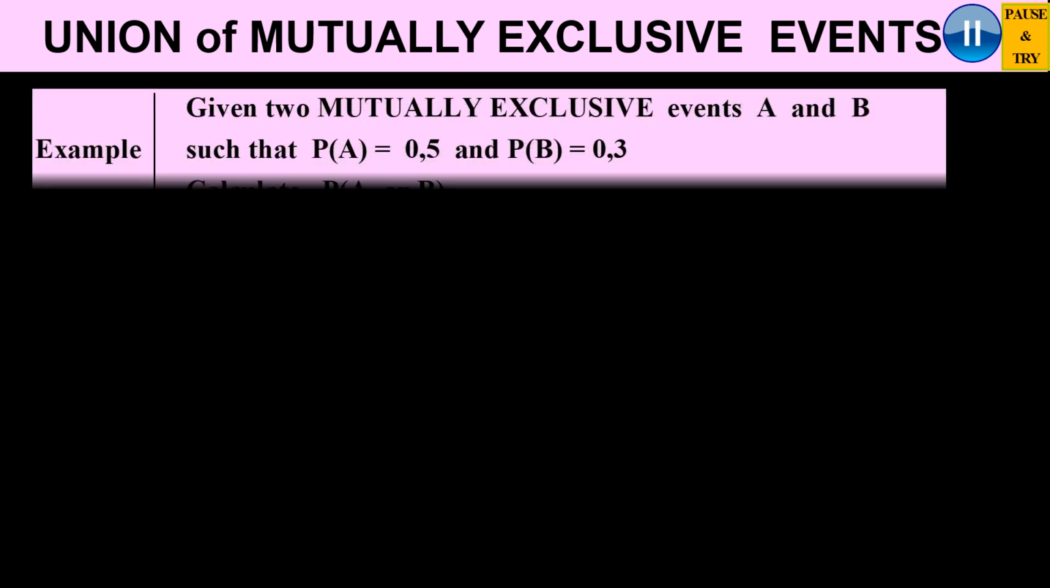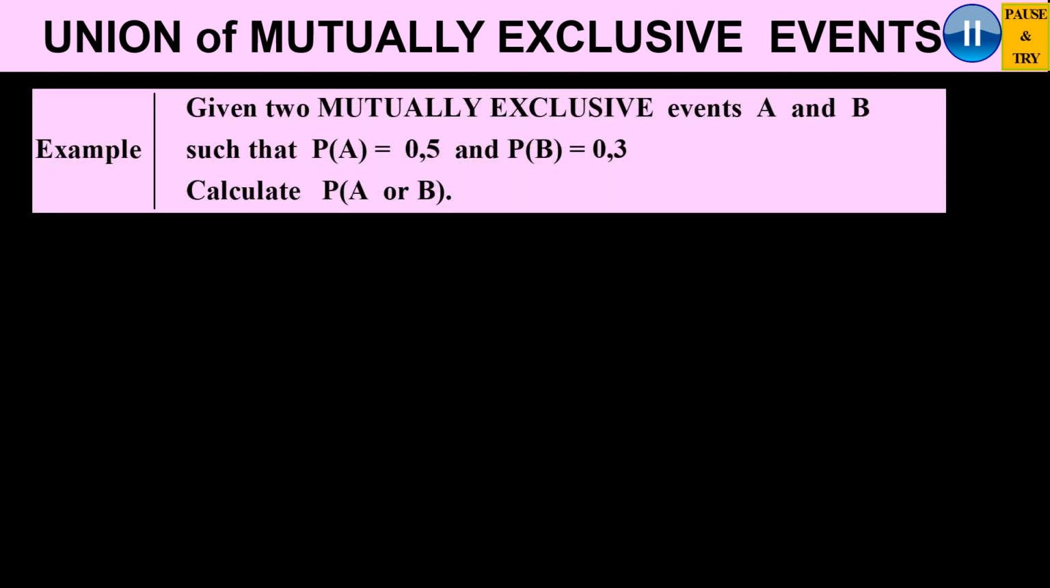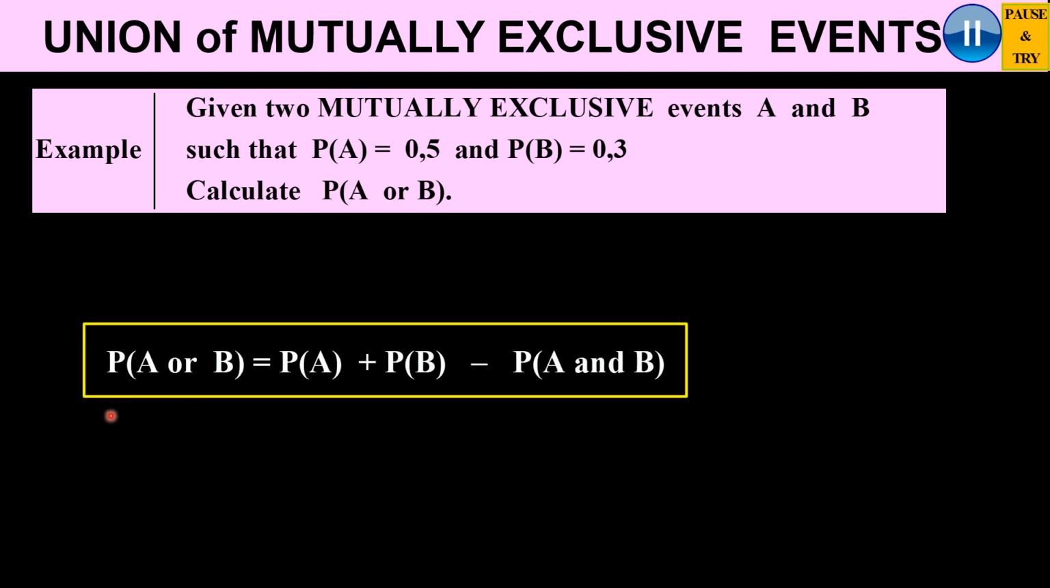Let's just consider an example of the union of mutually exclusive events. Given two mutually exclusive events A and B, where the probability of A is 0,5 and the probability of B is 0,3, we have to calculate the probability of A or B. So let's start off first. We want the probability of A or B, so let's use the addition rule. Probability of A or B is the probability of A plus the probability of B, subtracted from it the probability of A and B.